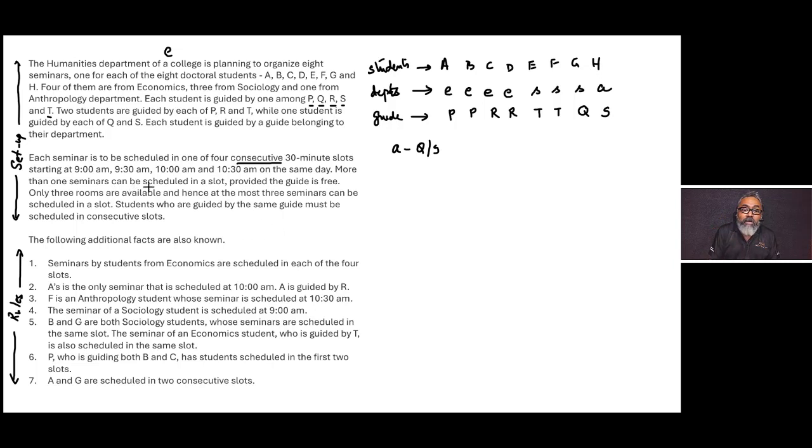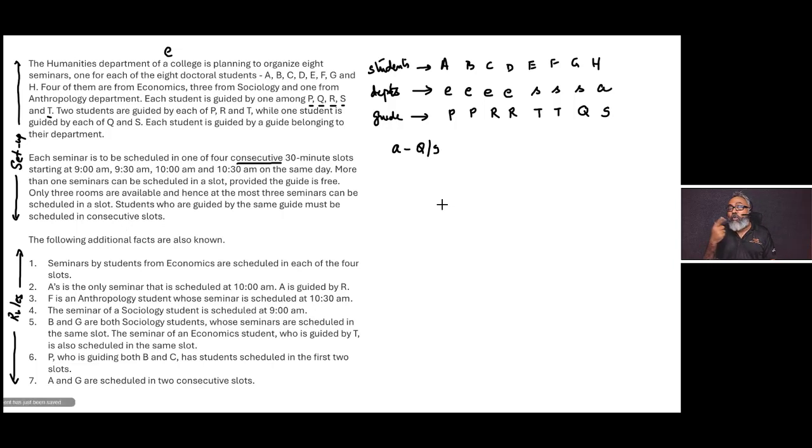More than one seminar can be scheduled in a slot, provided the guide is free. Only 3 rooms are available, and hence at most 3 seminars can be scheduled in a slot. At most 3. Students who are guided by the same guide must be scheduled in consecutive slots. Now there is a lot of information here, but at least let's create the board.